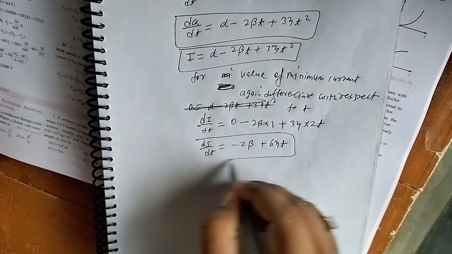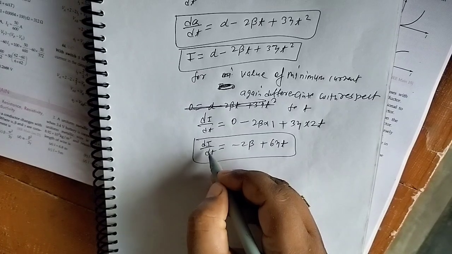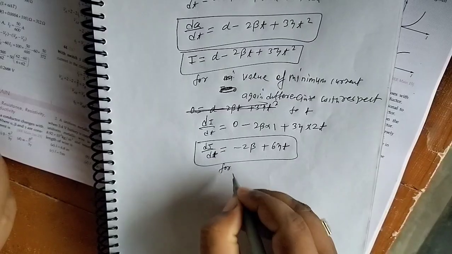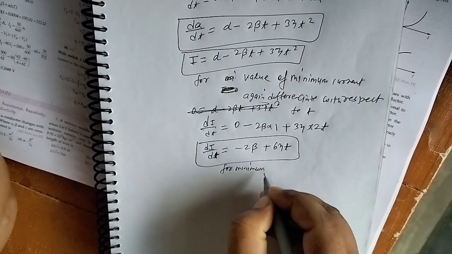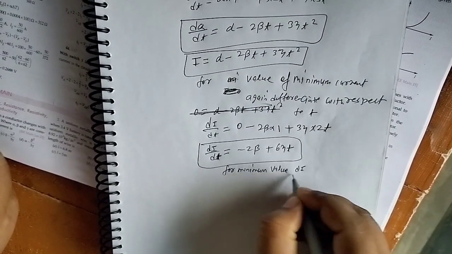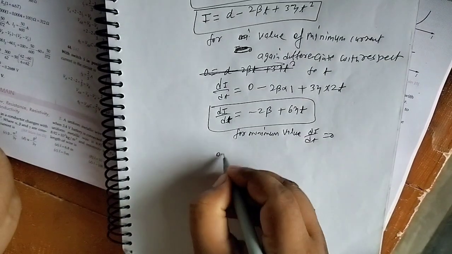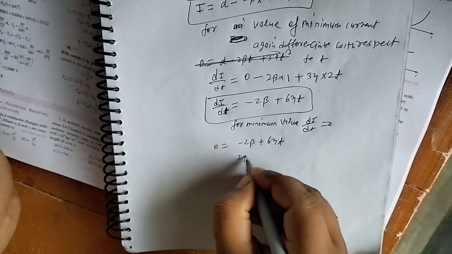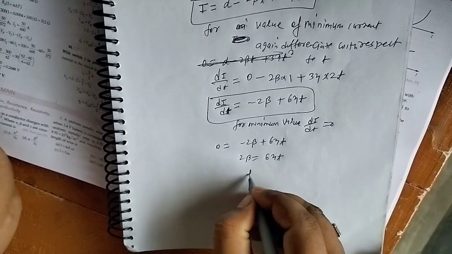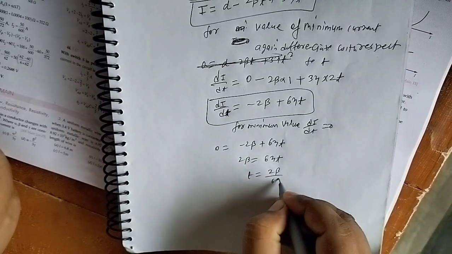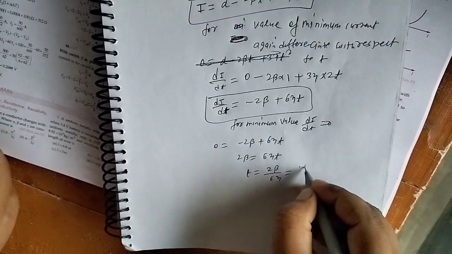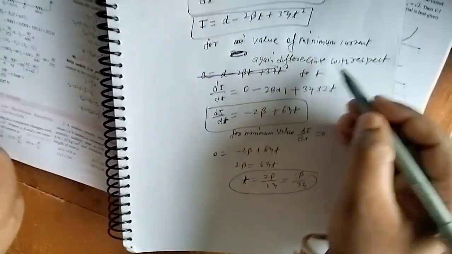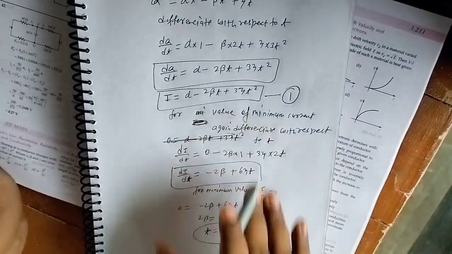For the minimum value of current in the conductor, di by dt equals 0, then 0 equals minus 2 beta plus 6 gamma t, then 2 beta equals 6 gamma t, then t equals 2 beta by 6 gamma, which is beta by 3 gamma. Put the value of t in equation first.